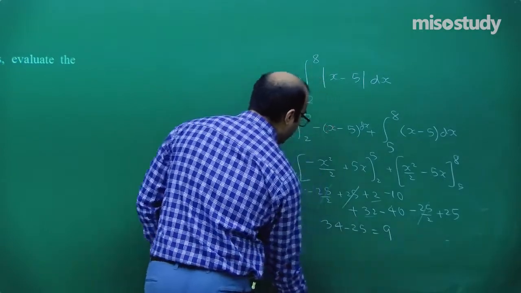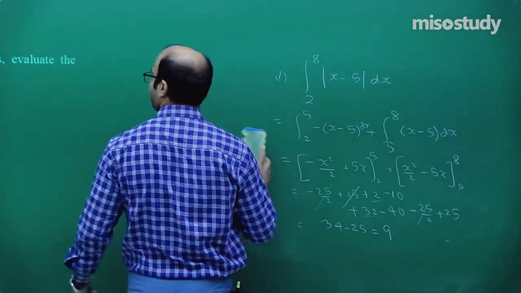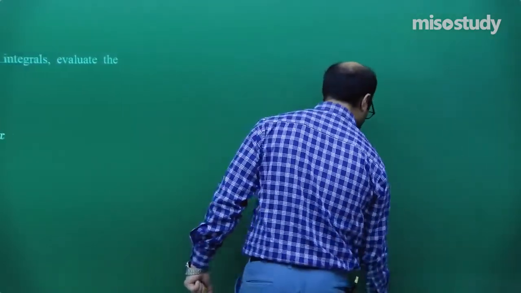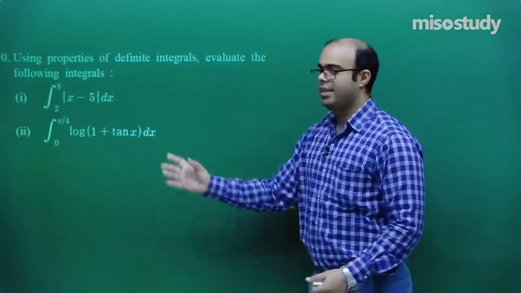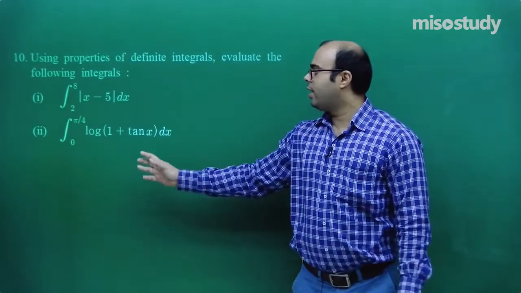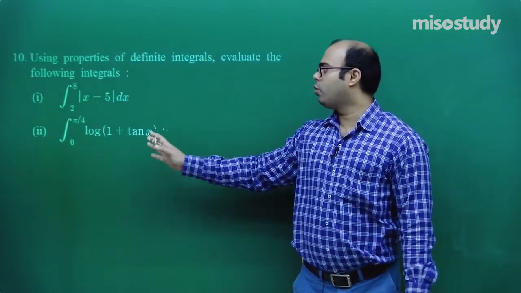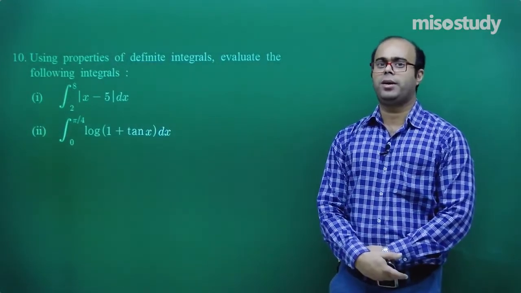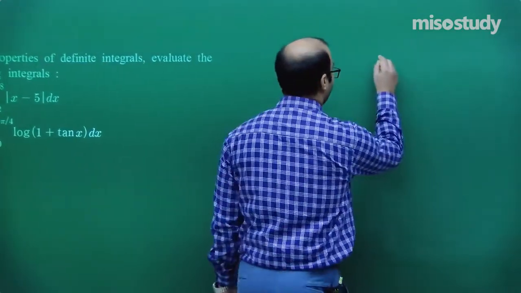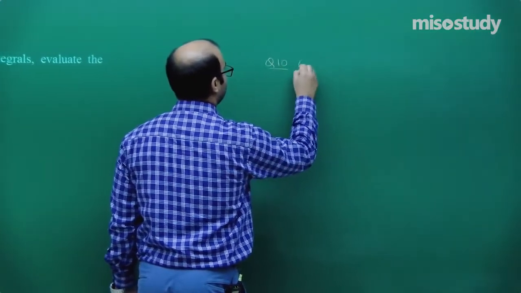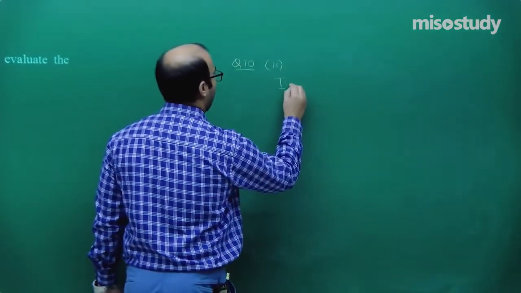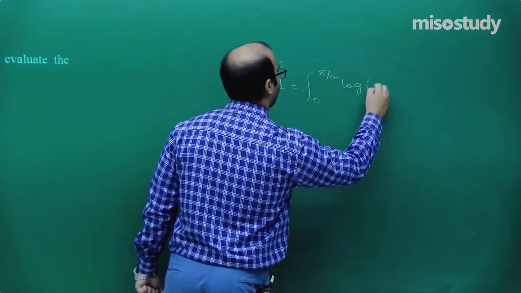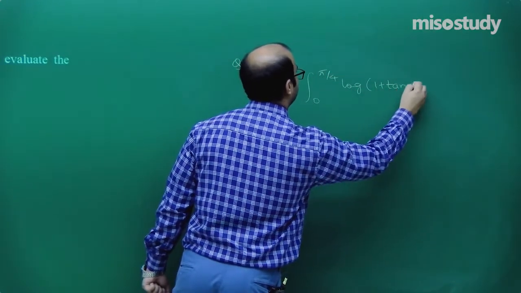Okay, students. Now let us come to the second part of this last question. If we see the second part, it is the integral of 0 to pi by 4 of log(1 + tan x), and we have to find this by using the property of definite integral. So let us solve this question. Question number 10, second part. It says that I is given as the integral 0 to pi by 4 of log(1 + tan x).